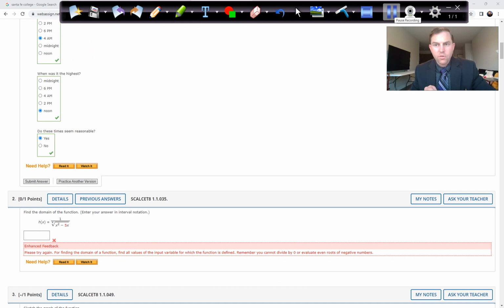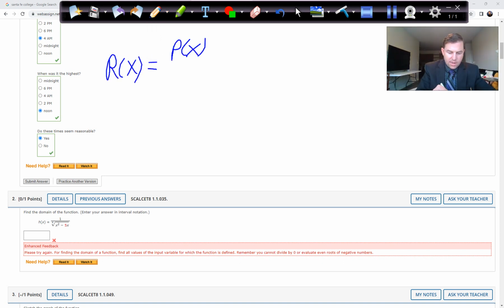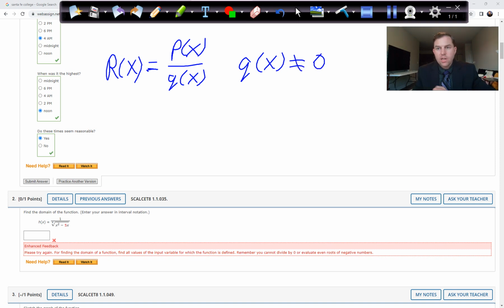Okay, for problem 2, it's going to be the domain of a polynomial. And actually, this is a rational function, so it actually has a polynomial on top and a polynomial on bottom. And actually, let's just review that real quick. So if you have a rational function where you have some polynomial on top and some polynomial on the bottom, we say that q of x cannot equal 0. So you can never divide by 0.